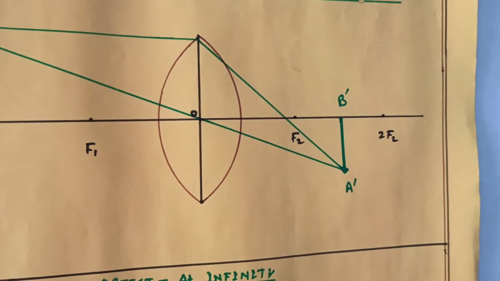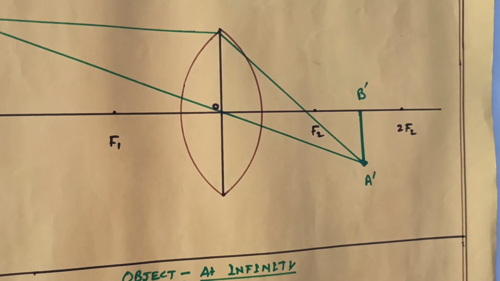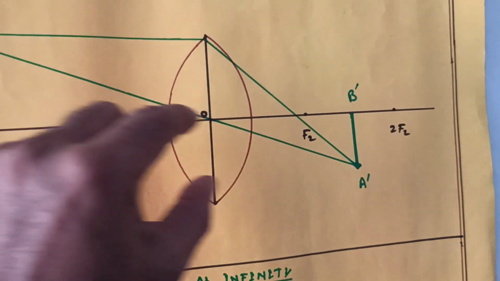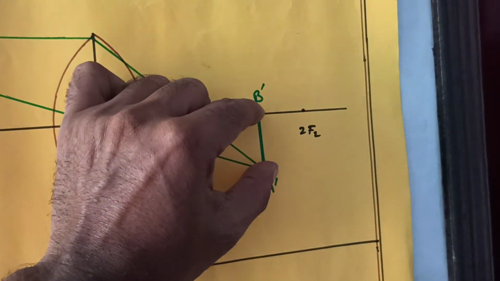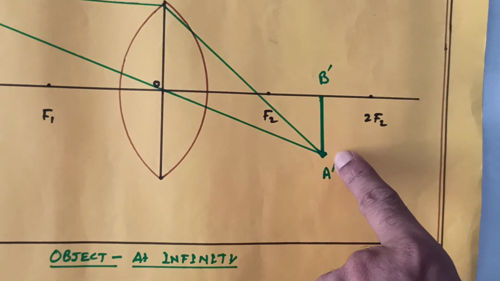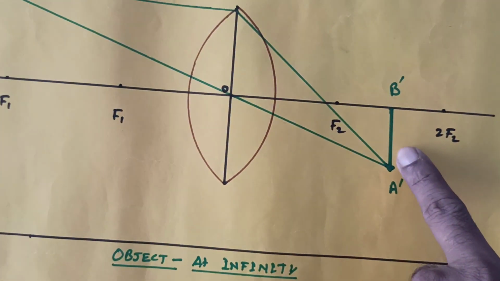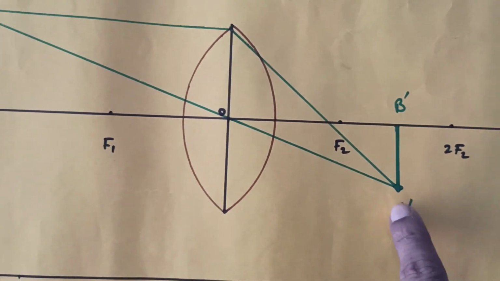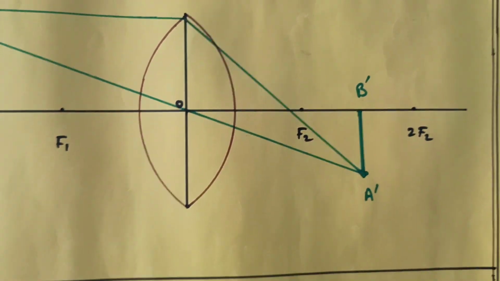And what is the size of the image? The size of the image is smaller than the object. This is object, this is image. So we find that here the image is smaller than the object. So the image is diminished, not highly diminished, only diminished. And the nature of the image is real and inverted.